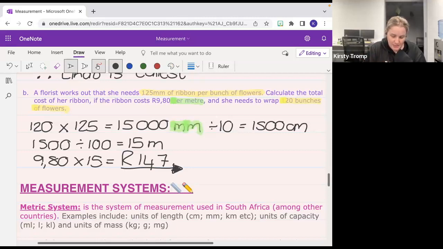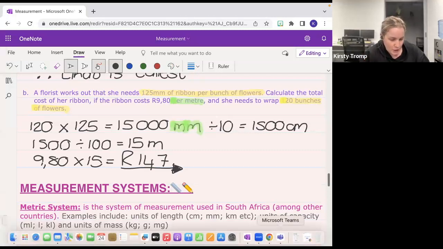I'm seeing some people are telling me they're getting a different answer. I'm going to do it once more on my calculator. 9 Rand 80 times 15. I definitely get 147. Maybe just calculate it again. Be very careful with your calculations. All right, let's move along.